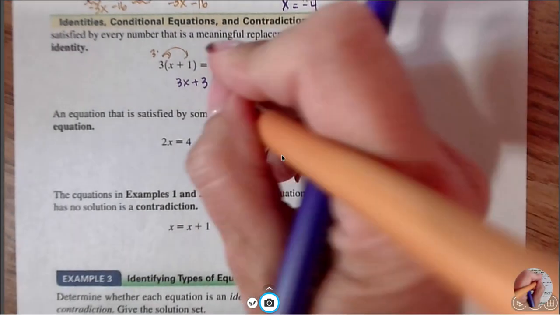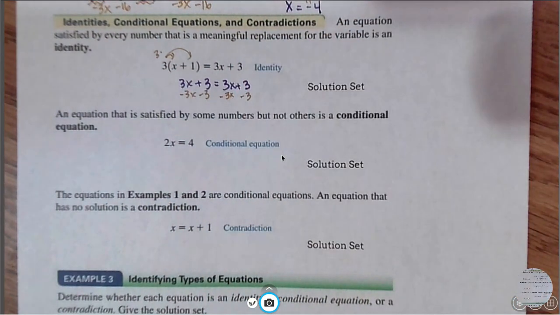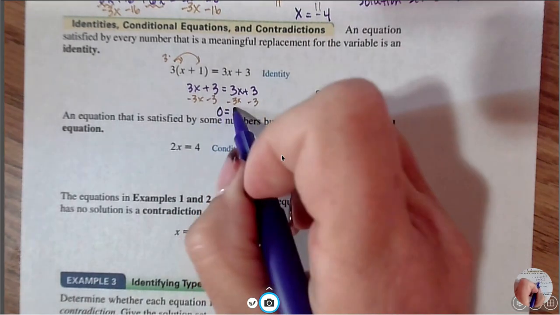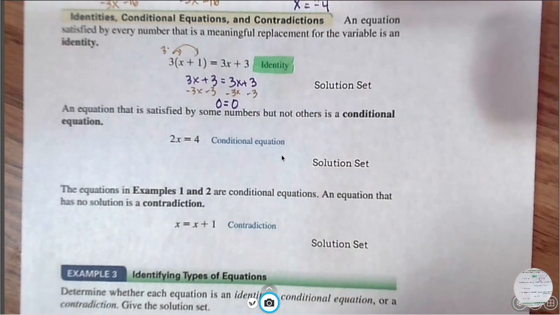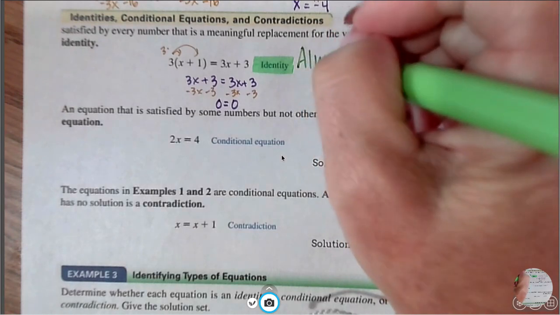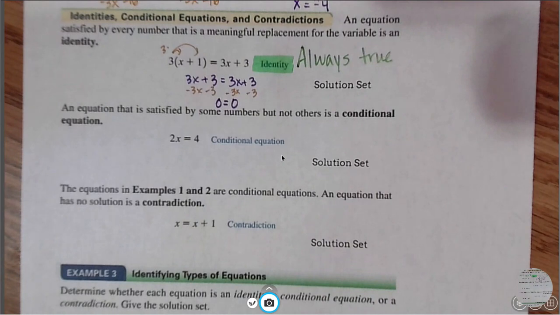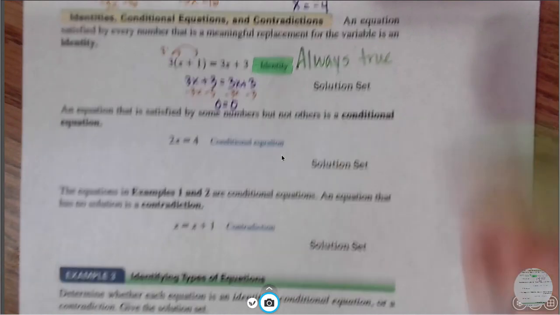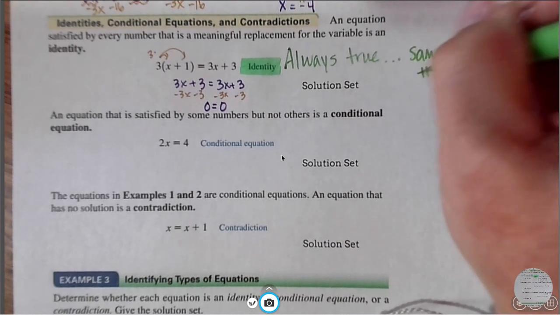If I start moving my variables to one side and my numbers to the other, what you're going to see is that you end up eventually with 0 equals 0. So the thing about an identity is that it is always true. When you solve an identity equation, you're going to end up with the same number equaling itself. So you're going to get the same number on both sides.